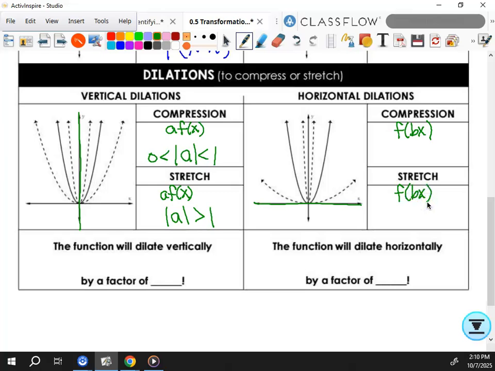Okay, but x is a liar. So if it's a compression, then the absolute value of b is greater than 1. Because if I see f of 3x, it looks like it's going to get bigger, but it's really a compression with a factor of 1/3. And if it's a stretch, then the absolute value of b is between 0 and 1. So it looks like the opposite.